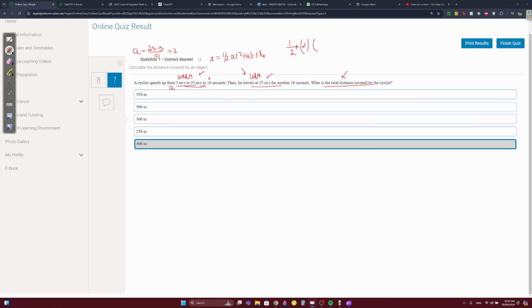So half A, T squared, 10 squared, plus UT, initial velocity 5 times the time 10, plus X naught. We don't have an initial position, so we keep it as 0. You should get 150 here, plus the X of URM. For URM, there's only one formula: X equals VT plus X naught. So X equals the velocity 25 times the time 10. X naught is 0. That's 250. So 150 plus 250 is 400.